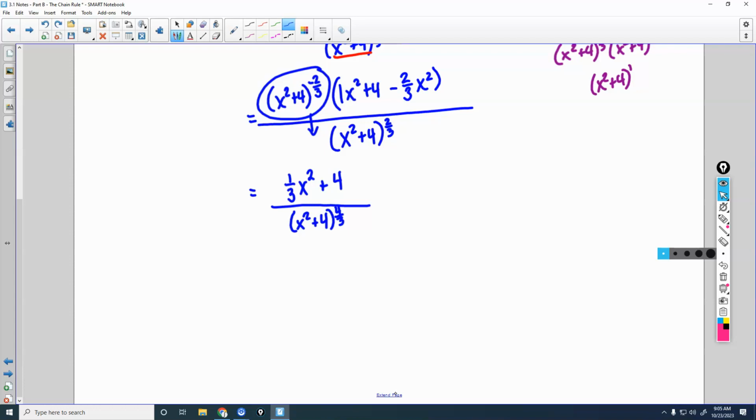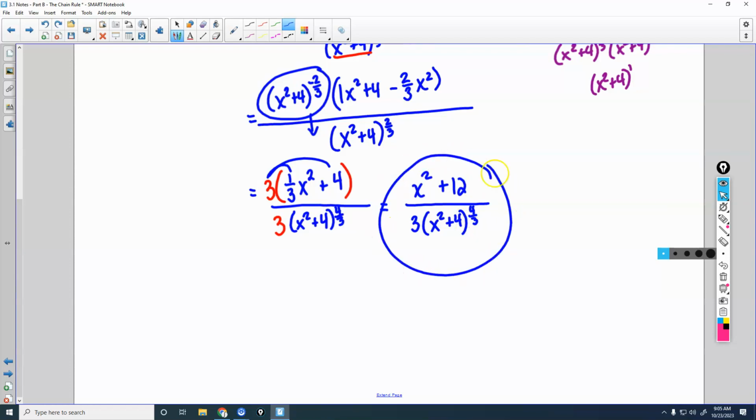And you will probably see them do one more thing to this because we don't like to have fractions inside of fractions. So that 1/3, I would really like to get rid of. To do that, I could multiply the top by 3, which would get rid of the 1/3 because 3 times 1/3 is 1. And if I do that, I must also multiply the bottom by 3. And so that would be x squared plus 12, if we distribute that, over 3 times (x squared plus 4) to the 4/3.